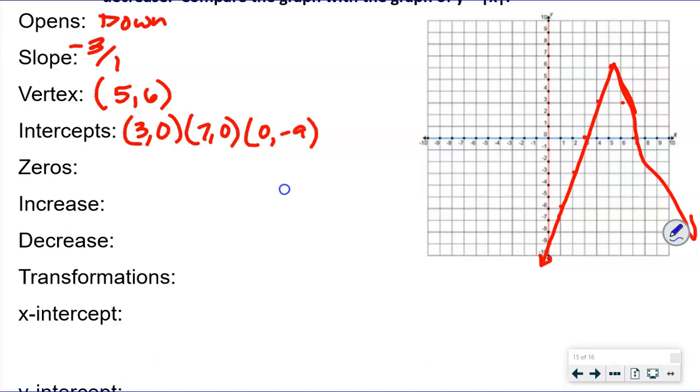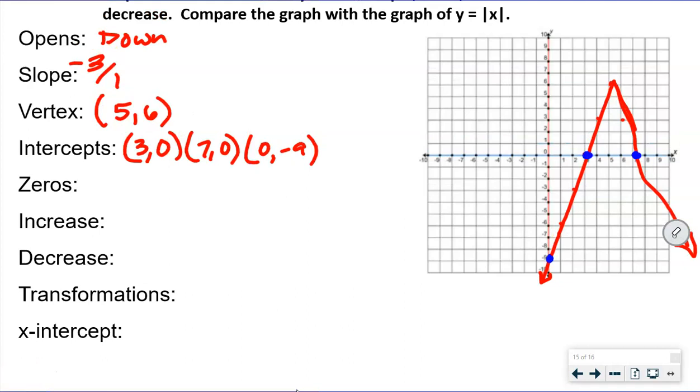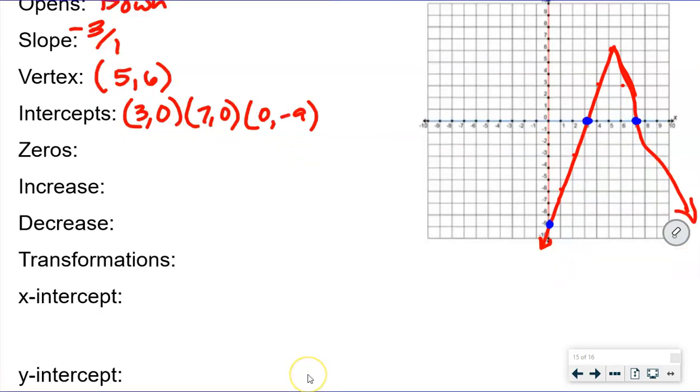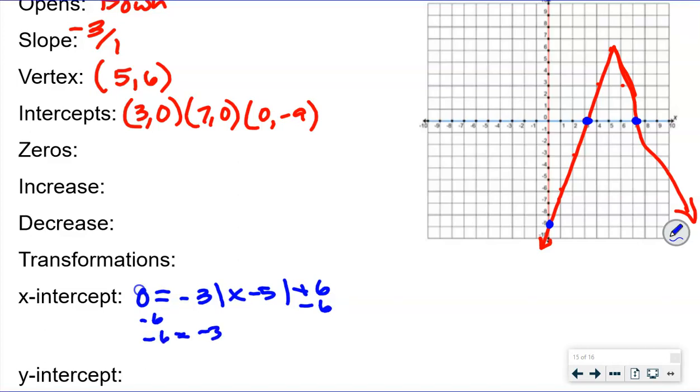Let me show you what I mean. So notice this one right here, and this one right here, and then this one down here, okay? So I'm still going to solve for these just because I want you guys to see that I'm going to get the same answers, okay? So I got 0 is equal to -3 absolute value of x minus 5 plus 6, right? Okay. So again, I'm going to subtract 6 from both sides. So that's going to give me -6 equals -3 absolute value of x minus 5. Going to divide both sides by -3. So that's going to give me 2 is equal to the absolute value of x minus 5, right?